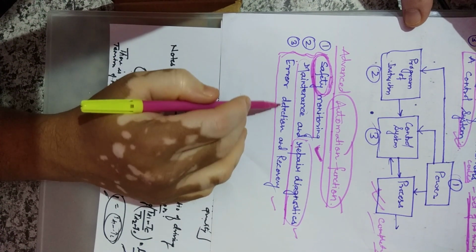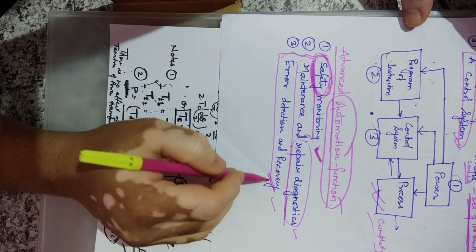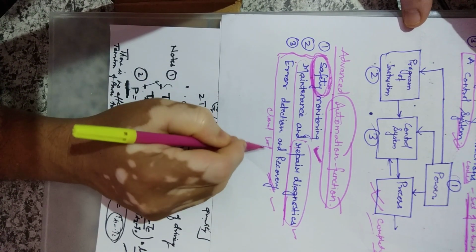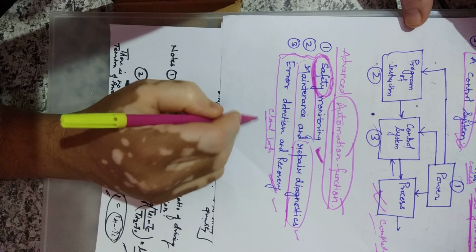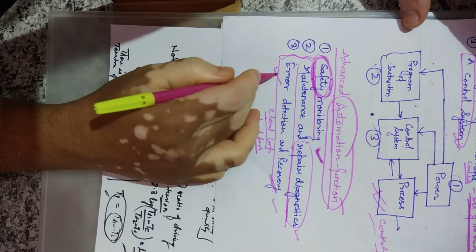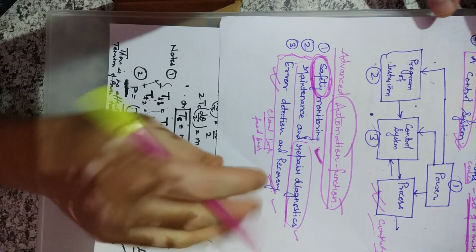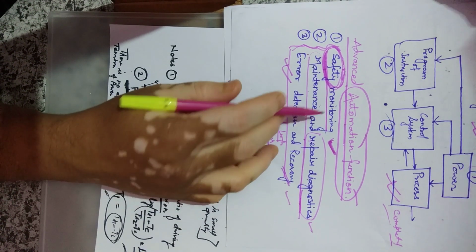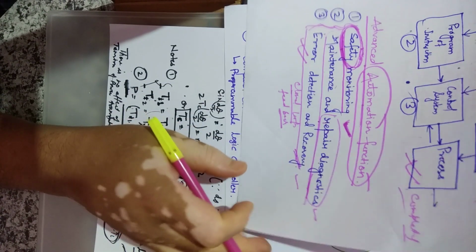Third is error detection and recovery. In a closed loop control system, due to the feedback mechanism, it can find out the errors, detect them and recover from them. So these are the advanced functions of an automation system.